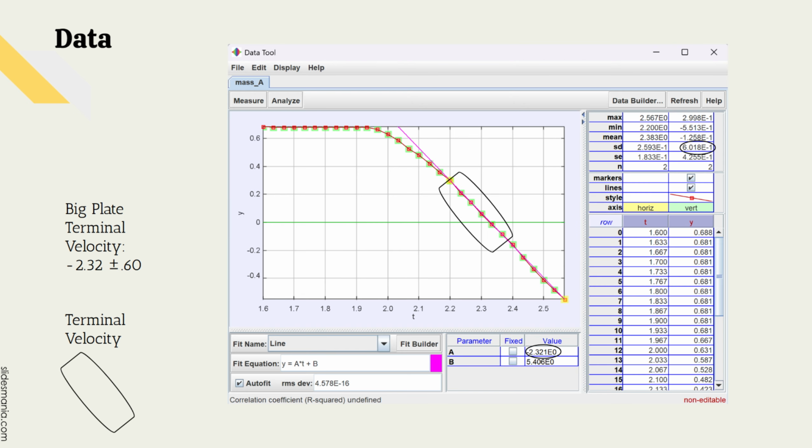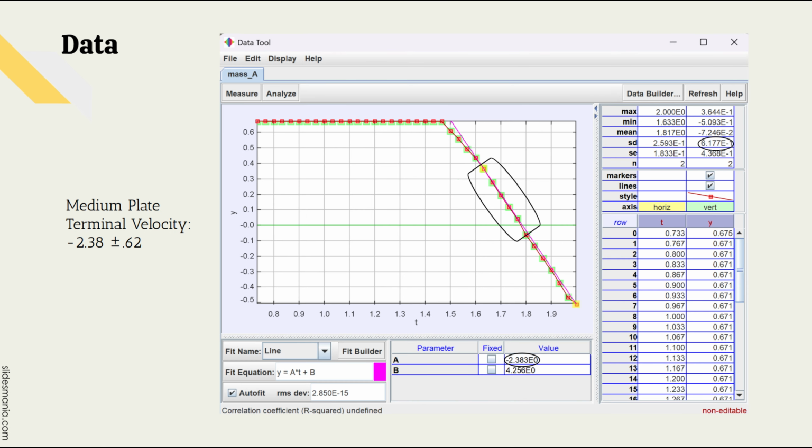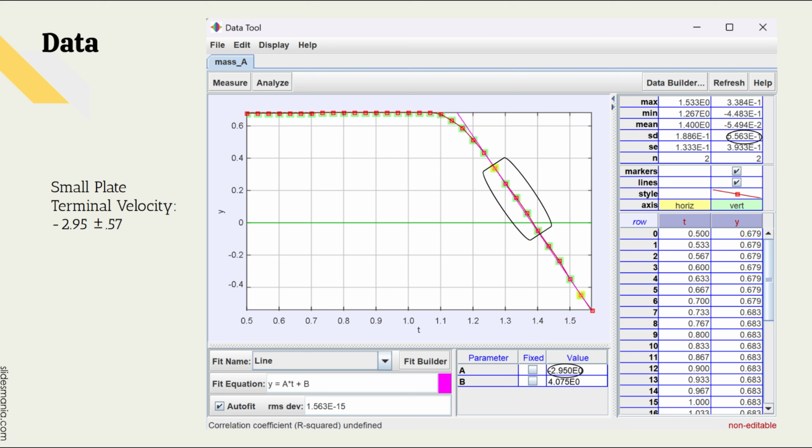This is showing the position versus time graph for the big plate. In order to find terminal velocity on the graph, you see where it is constant and find the slope between those points. The circle captures the terminal velocity point. For the big plate, the terminal velocity is negative 2.32 with an uncertainty of plus or minus 0.60 meters per second. This is showing the same graph for the medium plate, which shows a terminal velocity of negative 2.38 plus or minus 0.62 meters per second. This last graph is showing the small plate terminal velocity, and it has the highest velocity with negative 2.95 plus or minus 0.57 meters per second.